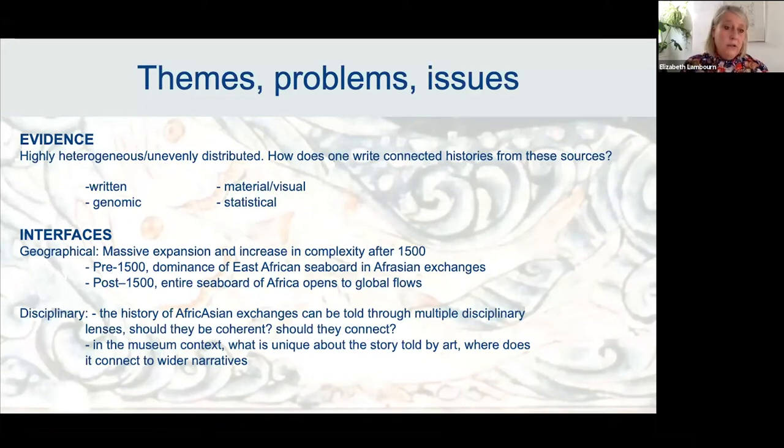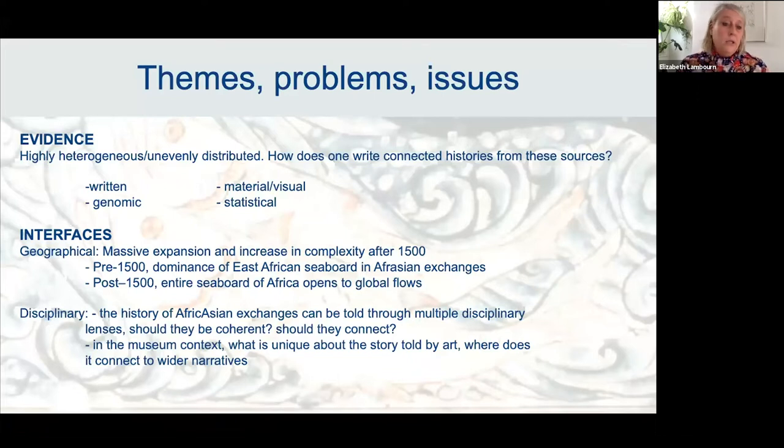One is really the question of evidence. It's very diverse for these two huge continents. It's very unevenly patterned, so we have good quality written information for both areas only from 1500 onwards, but substantially earlier for Asia. Material and visual culture is similarly very unevenly patterned, heavily dependent both on material cultures, conditions of survival of material, and national programs of archaeology and art historical collecting.